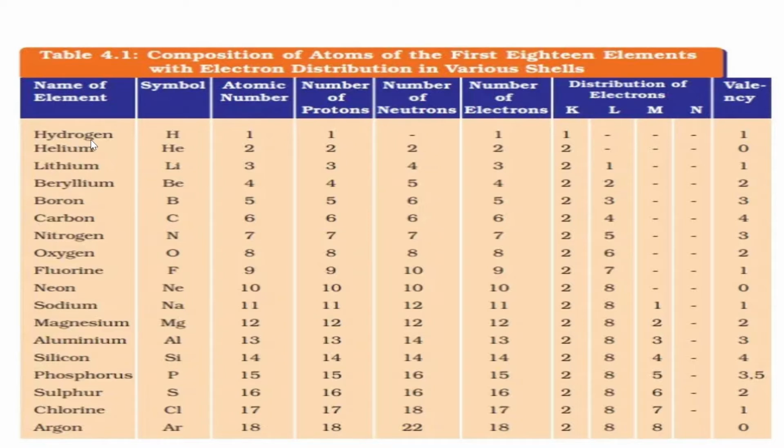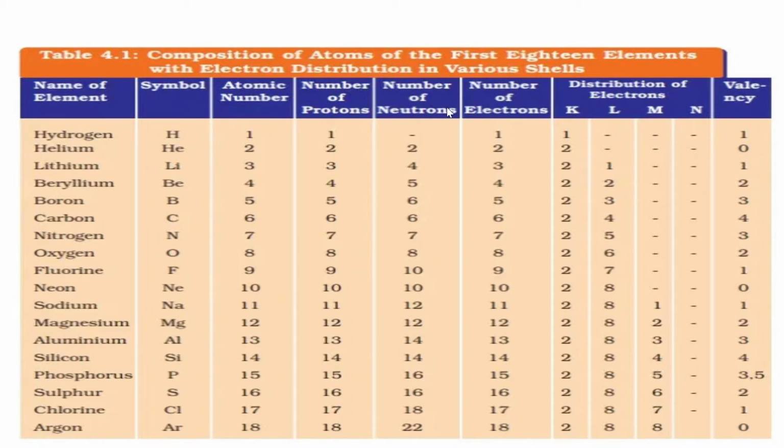The first element is hydrogen. Its symbol is H, atomic number is 1, and the number of protons and number of electrons is always the same, because in any atom the number of positive charges must always be equal to the number of negative charges for the atom to be neutral. So you see this column and this column are both the same. Number of protons or number of electrons is nothing but your atomic number. So this column, the third column, and the fifth column will be the same.